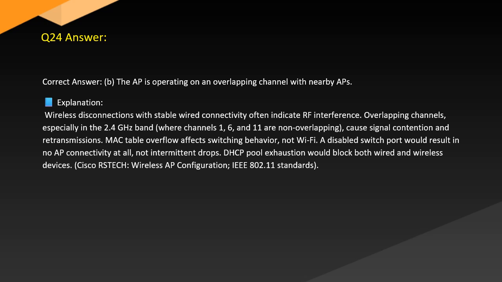Answer. Correct answer. B. The AP is operating on an overlapping channel with nearby APs. Blue book explanation. Wireless disconnections with stable wired connectivity often indicate RF interference. Overlapping channels, especially in the 2.4 GHz band where channels 1, 6, and 11 are non-overlapping, cause signal contention and retransmissions. MAC table overflow affects switching behavior, not Wi-Fi. A disabled switch port would result in no AP connectivity at all, not intermittent drops. DHCP pool exhaustion would block both wired and wireless devices. Cisco RSTECH, wireless AP configuration, IEEE 802.11 standards.